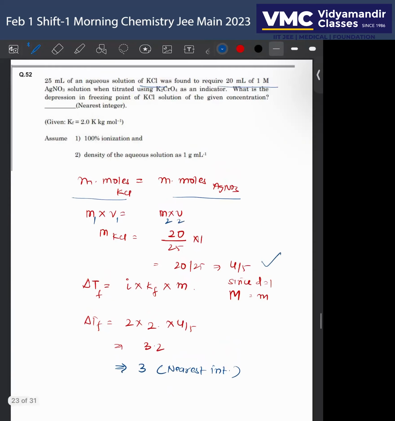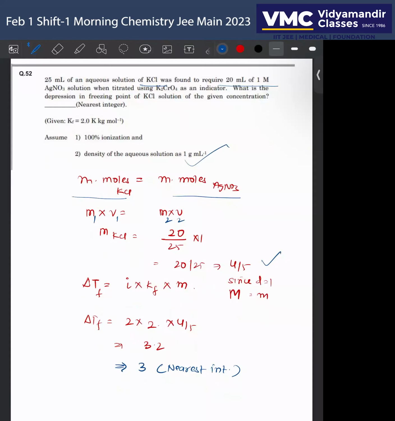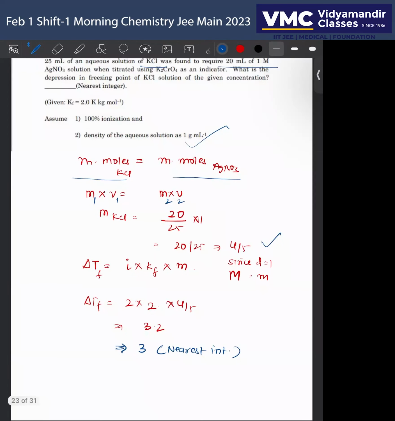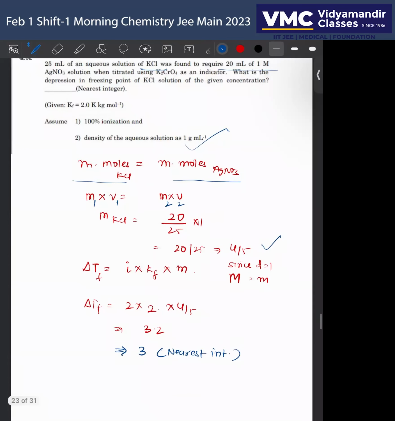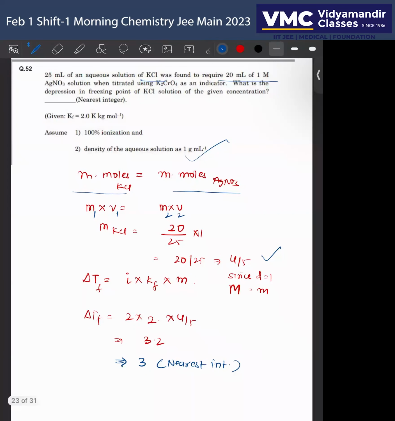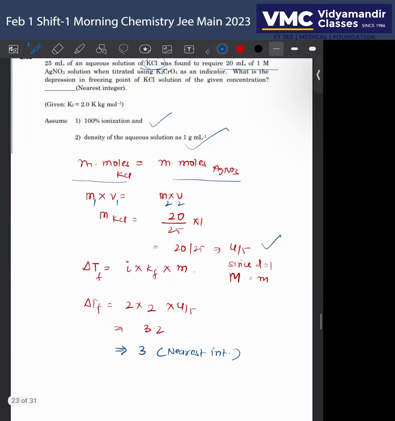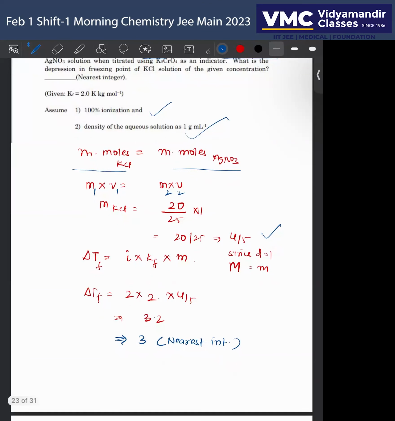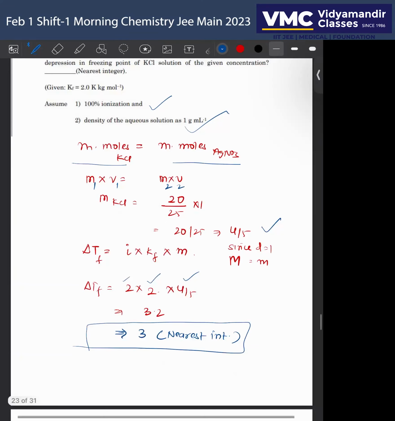The density given here is 1 gram per ml. Therefore, if density is 1, then molarity is equal to molality. Next, it was assumed to be 100% ionization. Therefore, KCl shows 100% ionization to give 2 ions. The van't Hoff factor value will be 2 for the same. Kf is 2, 4/5 is the molality. And rounding off to the nearest integer, it is 3. Therefore, 3 is the correct answer for the same.